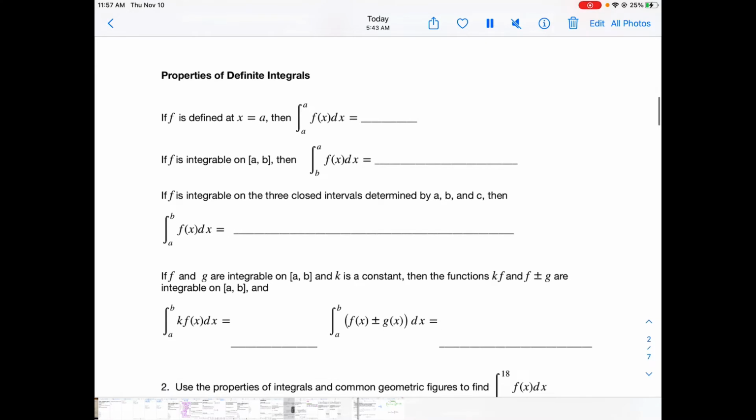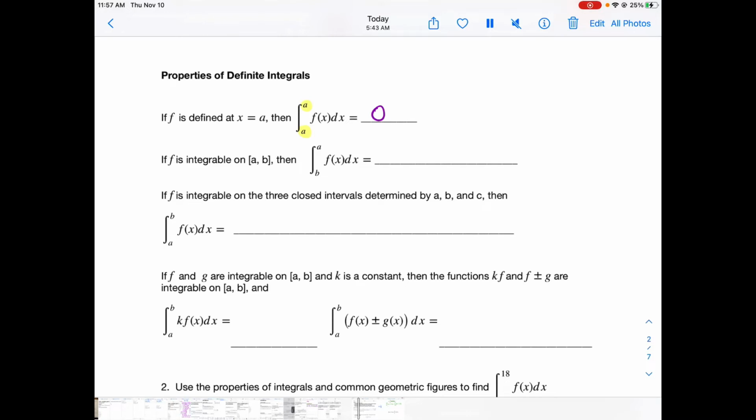Now we're going to learn a few properties so that we can start doing this algebraically. Our first property is that if we take the integral from a to a of f of x dx, notice our upper bound and our lower bound are equal. They're the same value. Then our integral is 0 because we have not moved anywhere on the x-axis, so we have no area under the curve.